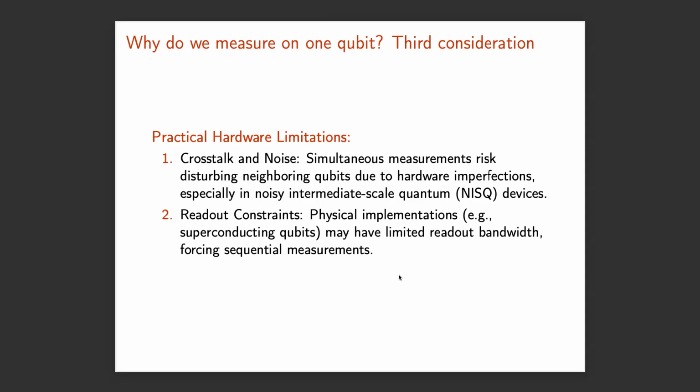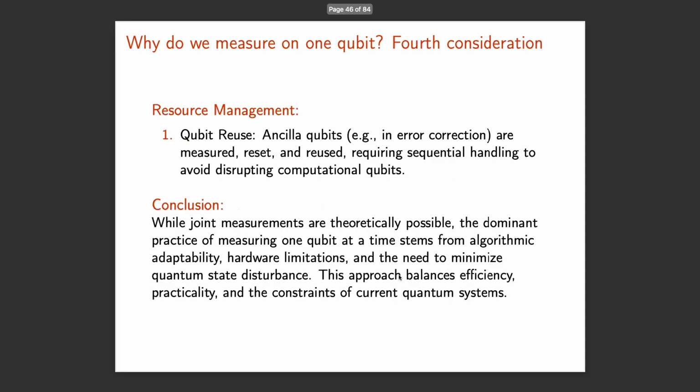And this is why many of these algorithms then are just rewritten in terms of you making a measurement on only 1 qubit. So I want you to keep this kind of considerations in mind because they play an important role, and many of them are actually constrained by the experimental equipment which you have. Then there's also qubit reuse. So in error correction, you would like to reuse some of the qubits.